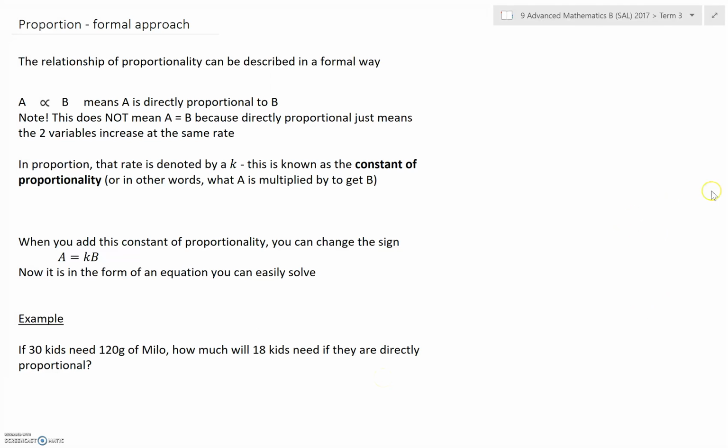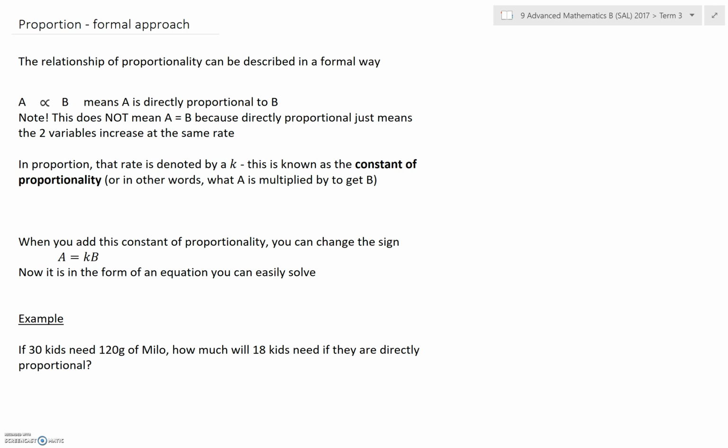Okay, so our next lesson on proportion and proportionality is working out proportion but using a more formal approach than we've been using so far. And there's terminology that we can use that relates to this, which describes it in a more formal way, which we've learnt with a lot of things along the way. So, the relationship of proportionality can be described in the following formal way.